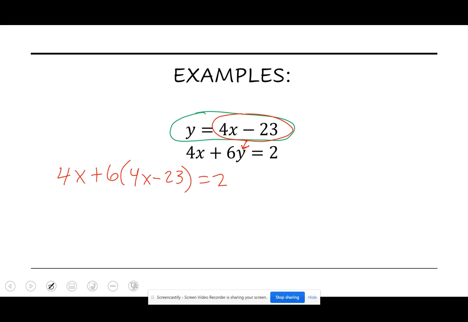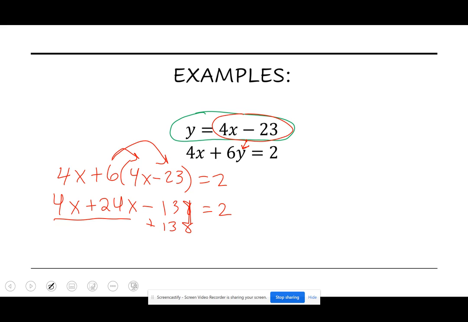Now it's an equation that we know how to solve. So we're going to start off by distributing. So we have 4x plus 24x minus 23 times 6 gives us minus 138 equals 2. So I'm going to combine my like terms on this side and add 138 to the other side. So we're left with 28x equals 140. And your last step is to divide by 28. So we're going to get that x equals 5.